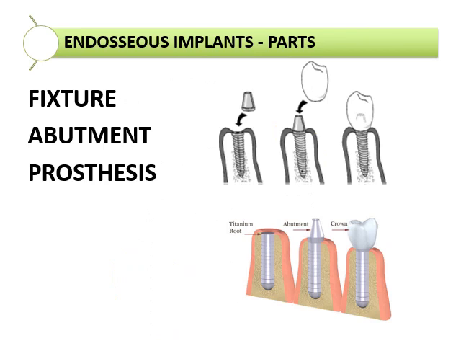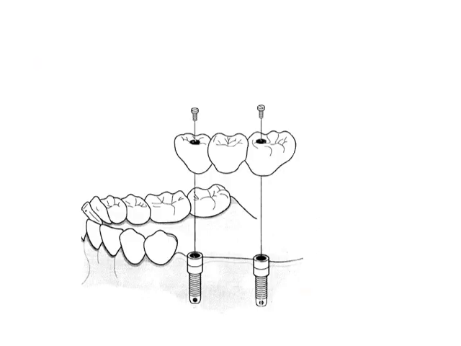Along with your fixture and your abutment, there's also the prosthesis. And just note that the prosthesis is the crown. So fixture, abutment, prosthesis. You need to know the parts of the endosseous implant. This graphic is just depicting that when you place the prosthesis on top of the abutment, there are screws that hold it in place. And those screws are just what are holding the crown into place.